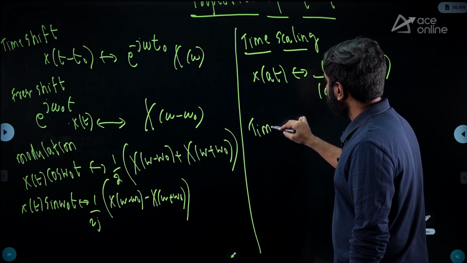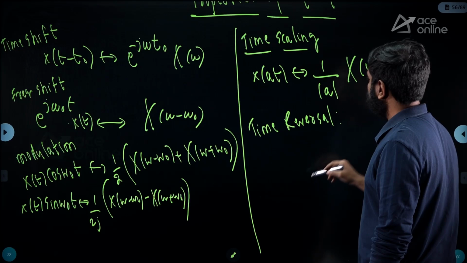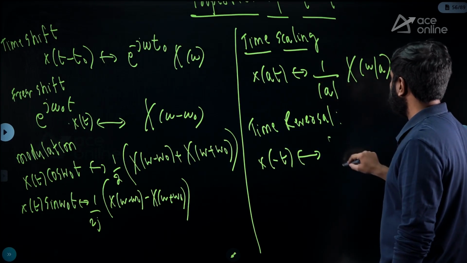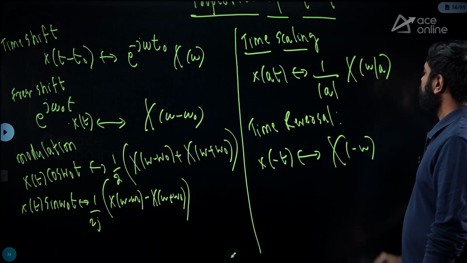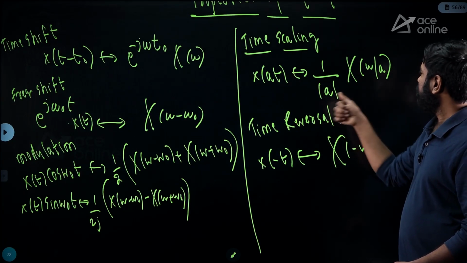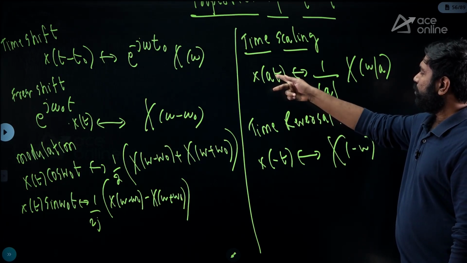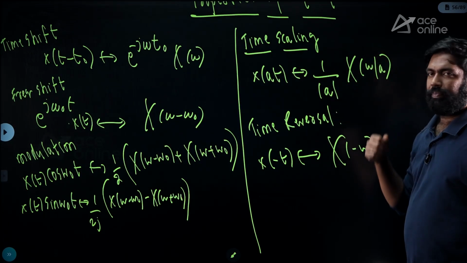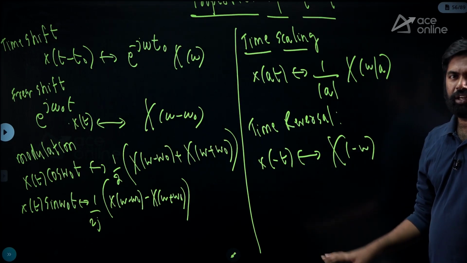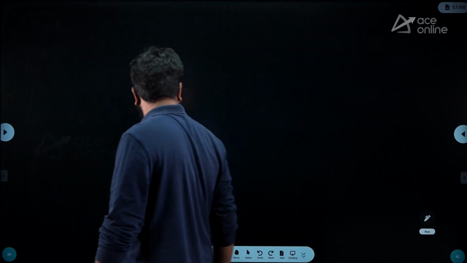What does the time reversal property say? This is a very important one. What does the time reversal property say? x of minus t has the Fourier transform X of minus omega. So we frequently say like this, if there is a compression in time, there is an expansion in the frequency, because here you see a into t and here you see omega by a. A reversal in time will lead to reversal in frequency. These are important ones. There is a big list, so let me go to the next page.